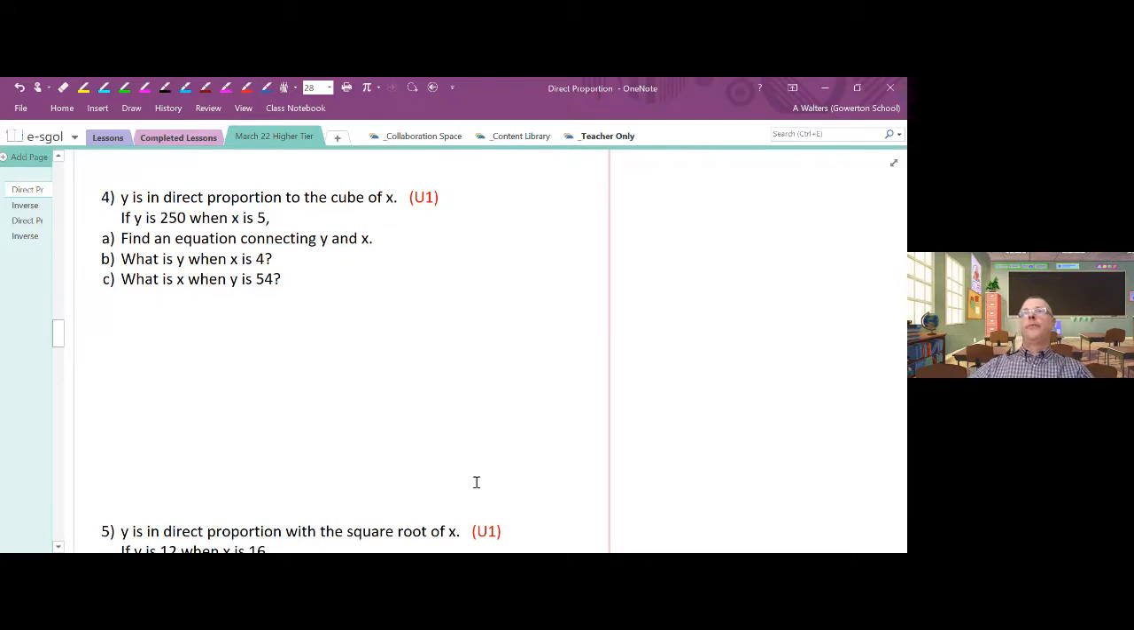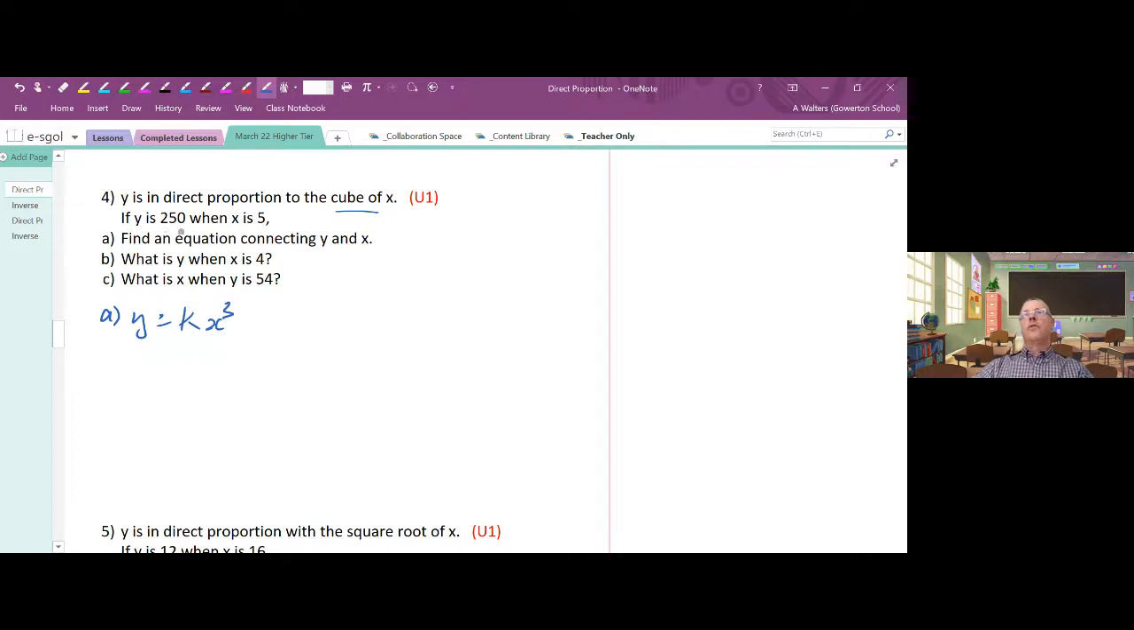The cube of x. So we do this. Part A, y is equal to k, some constant, times the cube of x. Okay, got to start that off correctly. If you miss it, like I did initially in question 3, you're not going to get any marks. But it's equal to some constant times the cube of x.